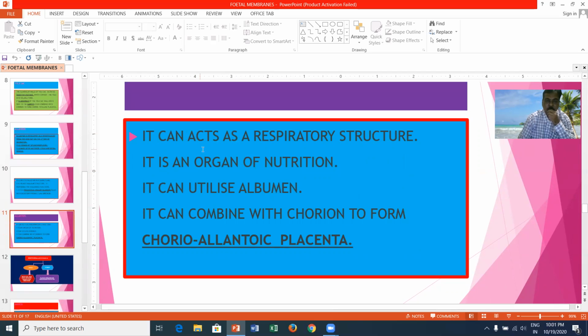It acts as a respiratory structure. It is an organ of nutrition. It can utilize albumin. It can combine with chorion to form chorioallantoic placenta. Here, the chorion combines with yolk sac to form choriovitelline placenta. Chorion combines with allantois to form the chorioallantoic placenta.